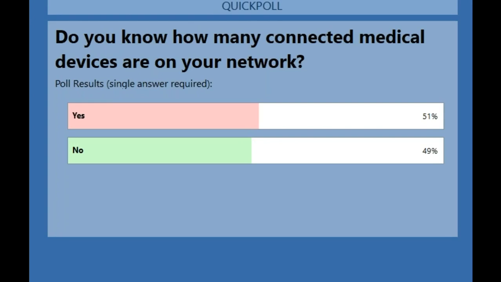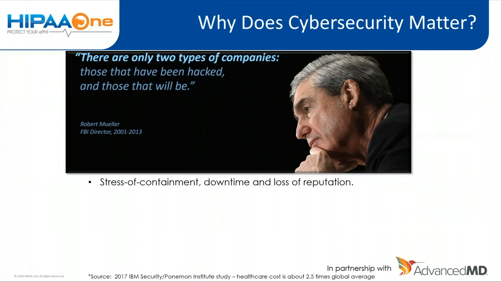Oh, we got an even split. About 50-50. Okay, well, this is very relevant. It's funny, Robert Mueller, he said there's two types of companies, those that have been hacked and those that will be hacked. And we are finding the nature of a breach-related incident is coming in many different ways, and it's evolved. The sophistication of these threats, malware, phishing, it's different than the hackings of yesteryear.